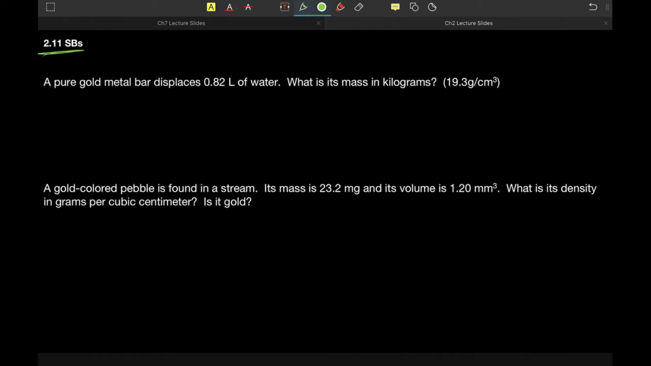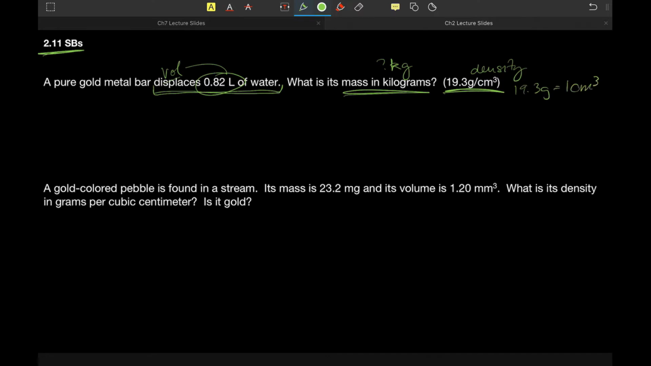So it says that we have a pure gold metal bar that displaces this much water. What does that mean? This is the volume. That's code for saying the volume of my metal bar is 0.82 liters. And we would like to know its mass in kilograms. Mass in kilograms is our goal. And in order to convert between mass and volume of any substance, we're going to need its density. That's a necessary thing. So let's go ahead and take a second and rewrite that, so we'll know how to use it when the time comes.